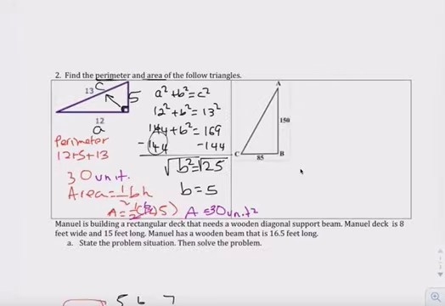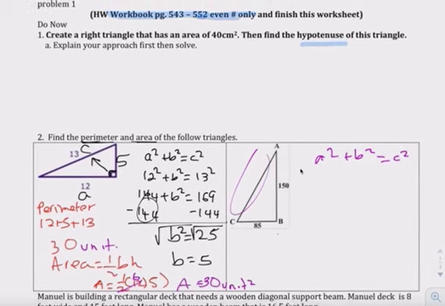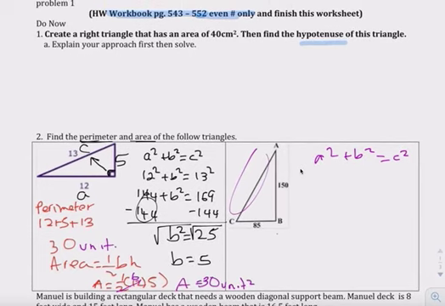We found perimeter and area. Same thing here. This one is a squared plus b squared equals c squared. Find that missing length and do area and perimeter. All right, that's this here. I don't have time, as you can see.